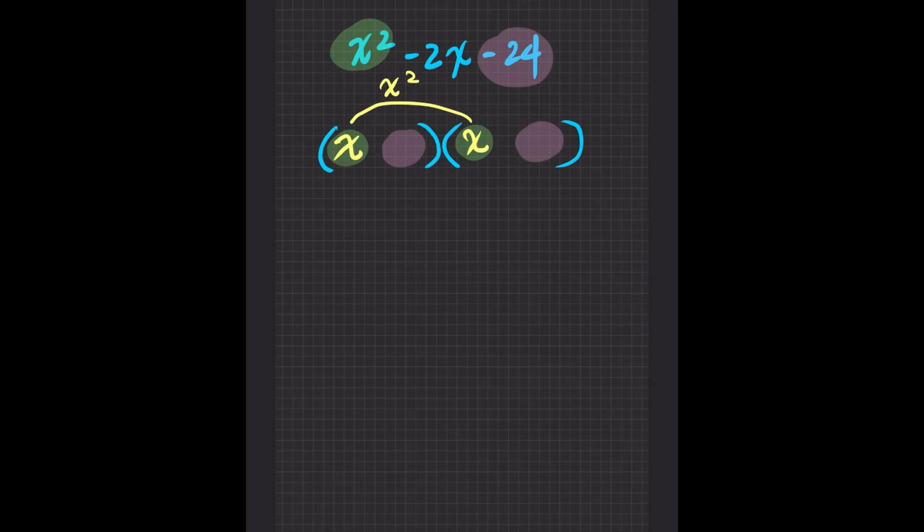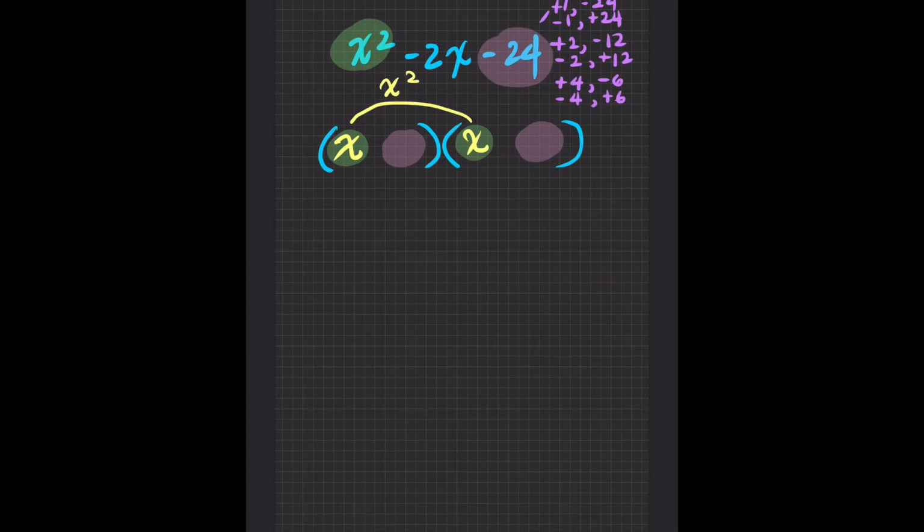So let's look at 24. We can do positive 1, negative 24, negative 1, positive 24. It can also be positive 2, negative 12, negative 2, positive 12, and so on. And it can also be positive 4, negative 6, or negative 4, positive 6. And there's 3 times 8 as well. So you look at all the factor pairs that can give you a negative 24.